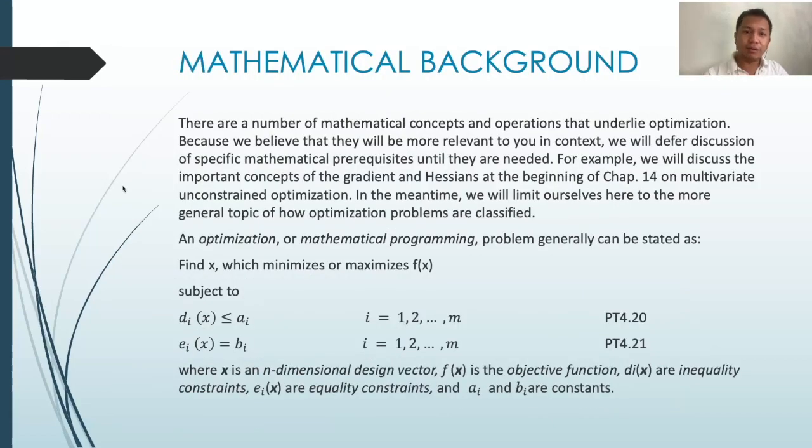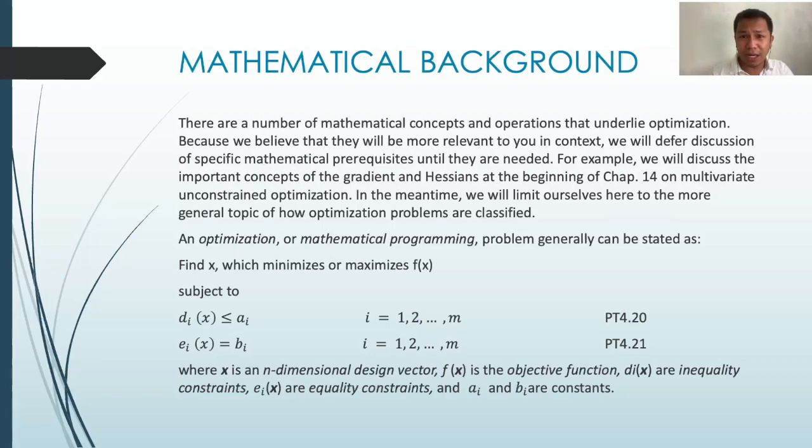So for the mathematical background, there are a number of mathematical concepts and operations that underlie optimization, because we believe that they will be more relevant to us in this context. But we will defer the discussion of specific mathematical prerequisites until they are needed. For example, we will be discussing the important concepts of gradient and Hessians at the beginning of chapter 14 on the multivariate general topic of how optimization problems are classified.